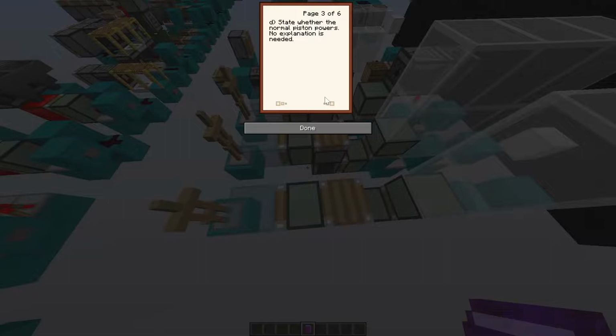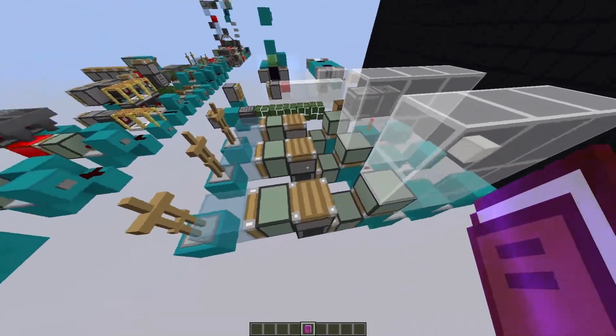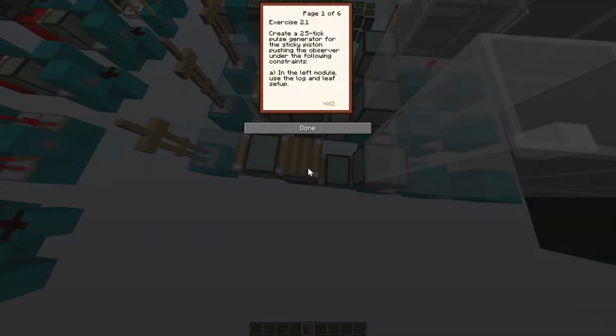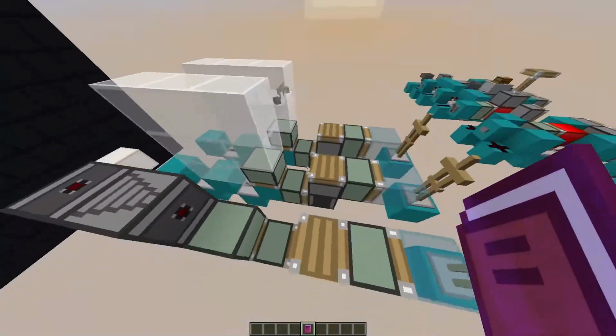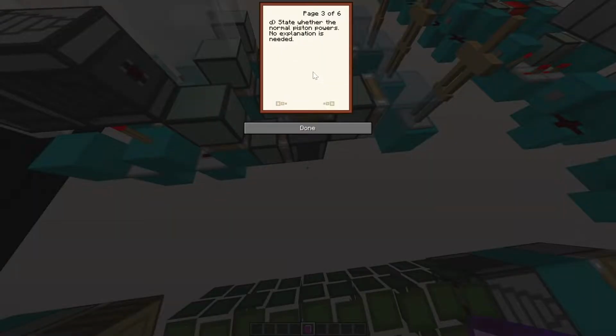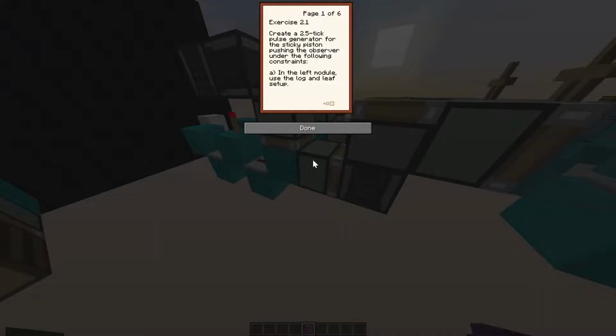And then state whether the normal piston powers, and you don't have to explain because I haven't touched on timings, the explanation of timings. And in the right module, a similar circuit is used to achieve the same positions as the left and middle module, and determine the pulse duration received by the sticky piston pushing this observer, so this one.